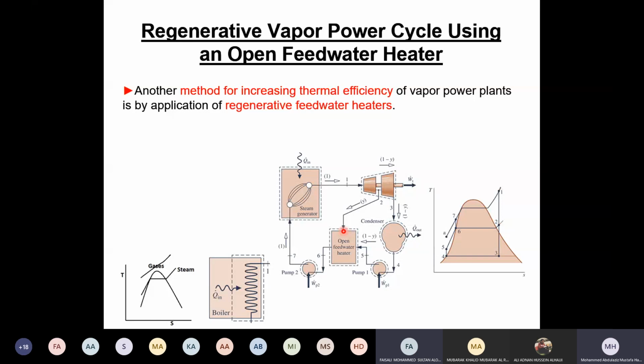How will this improve the efficiency? Can you say your name, please? Faisal. Okay Faisal, go ahead. Because it will reduce the temperature at which we add heat to the feed water, so it will reduce the irreversibility. As a result, the efficiency will increase. Okay, I think Faisal answered well, and he deserves a bonus, inshallah.